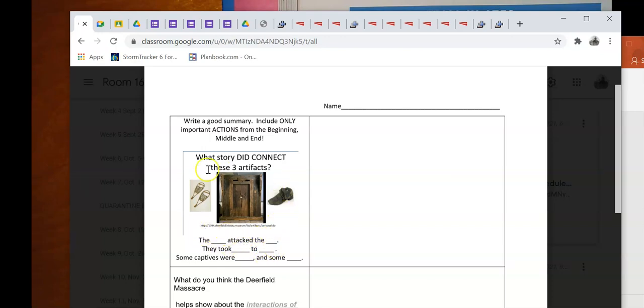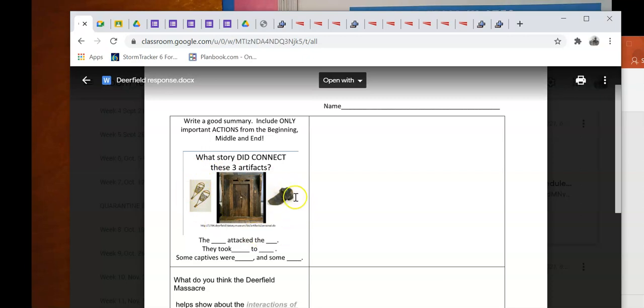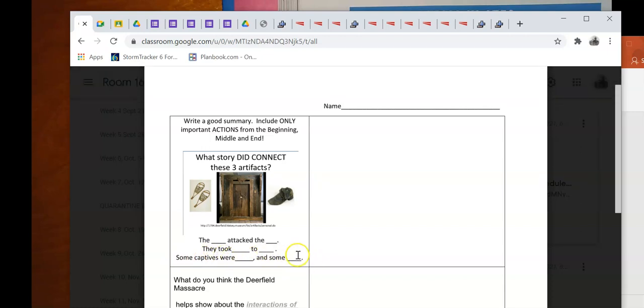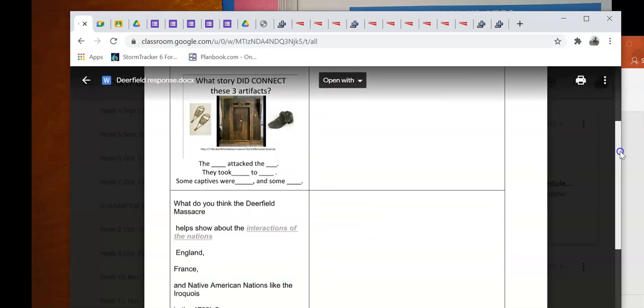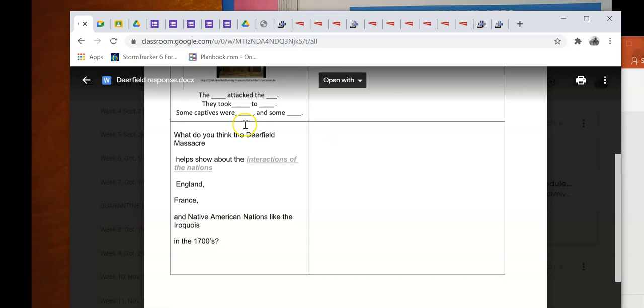So you should already know that these three artifacts are connected because there's an attack and there's going to be some traveling. Then some of the captives will have one thing happen to them, and some of them will have a different event happen to them. That will be clear by the end.